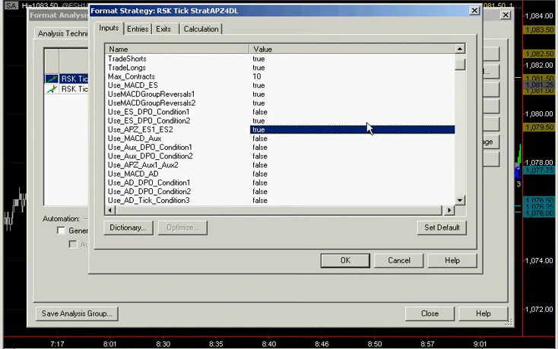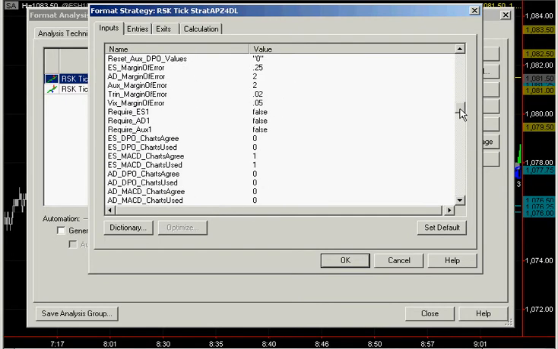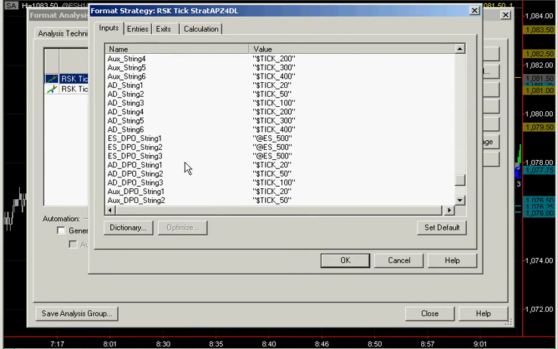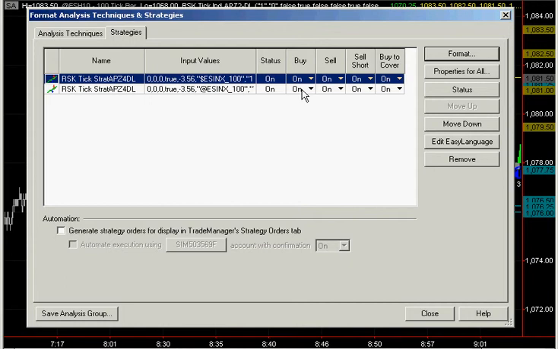Now in this case, based upon overnight activity, which was not very volatile, we decided to set up the initial zones, which are found down here, all the way down here. String 1 and 2, ESDPO string 1 and 2 are set to 500. Okay, that's the simple, very simple system.